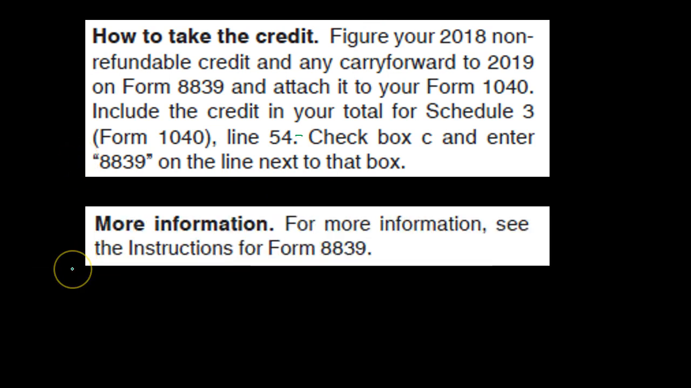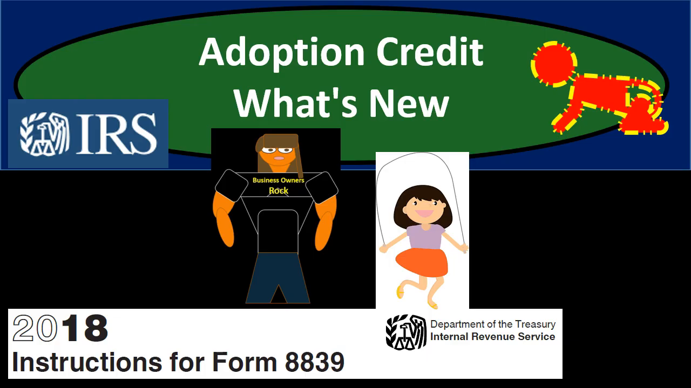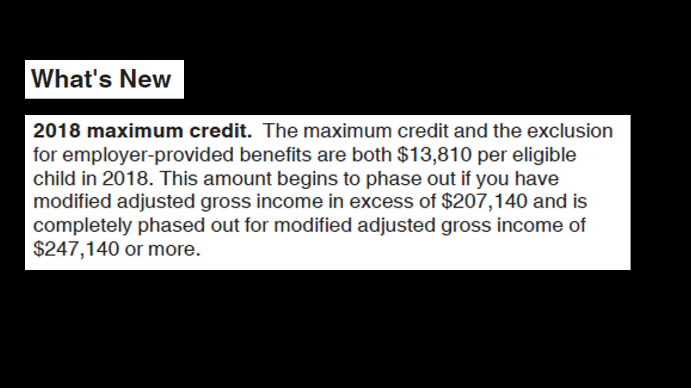More information. For more information, see the instructions for Form 8839, as we will see in future presentations. In this presentation, we will discuss what's new with the adoption credit. This information is from the 2018 instructions for Form 8839. What's new? 2018 maximum credit. The maximum credit and the exclusion for employer-provided benefits are both $13,810 per eligible child in 2018.